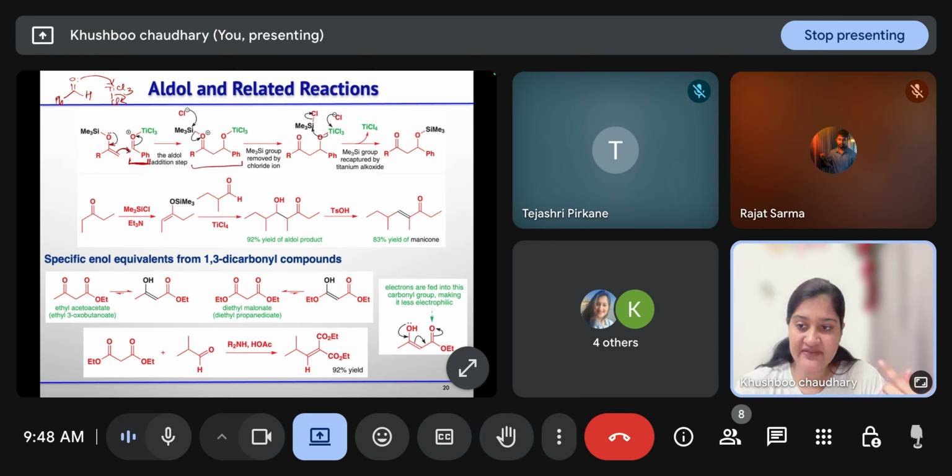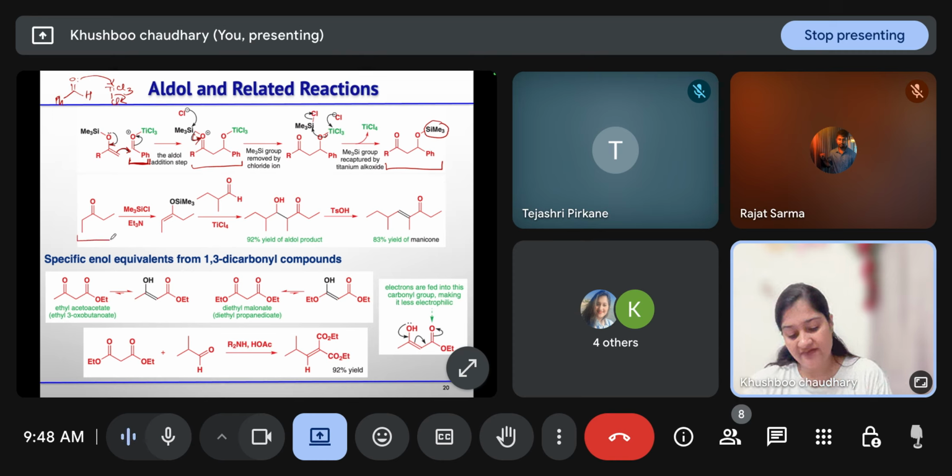Then the Cl negative that is generated will attack the silicon and neutralize the positive charge on the oxygen, and then Cl negative will attack on titanium, and then O negative is generated that will attack the TMSCl to give this product. Then after workup, water can attack this silicon to form the hydroxyl group there.